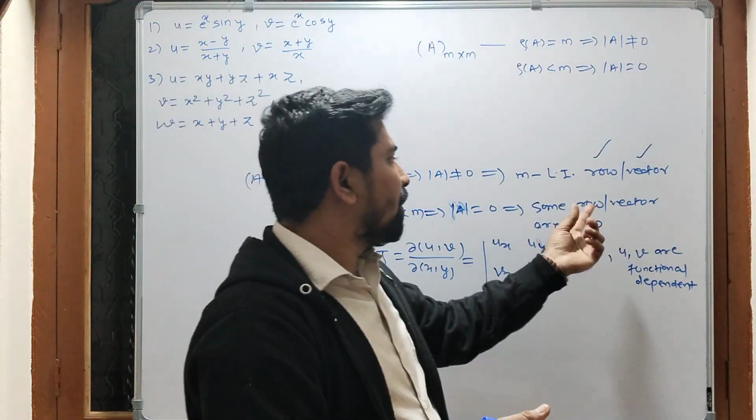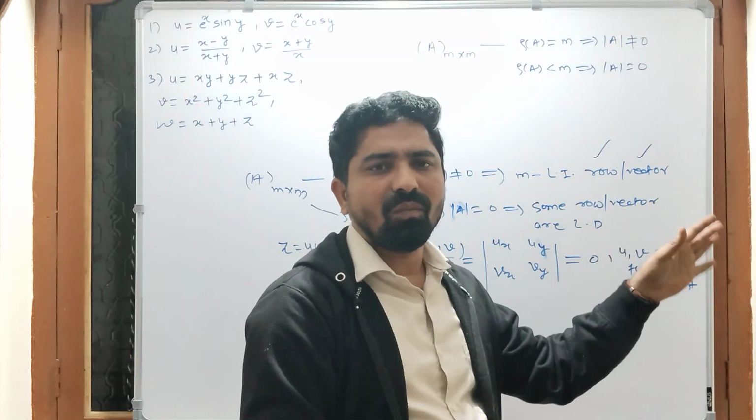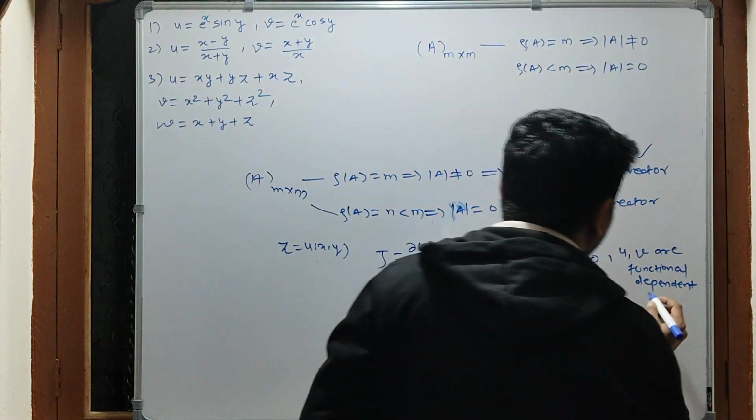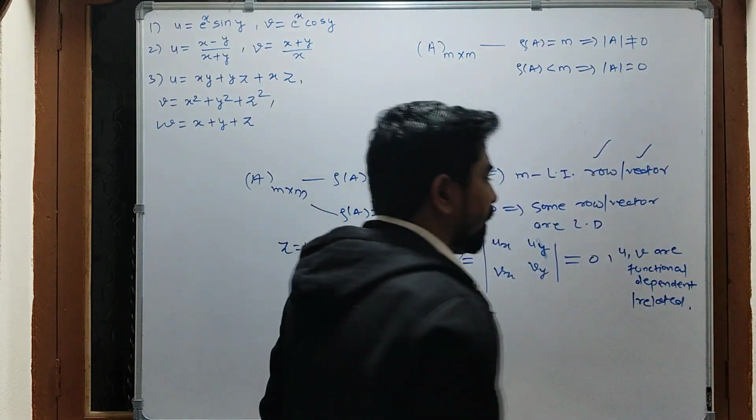So here, linearly dependent vectors are where one vector is a multiple of the other vector, or we can say functionally dependent, or some authors say this is functionally related.